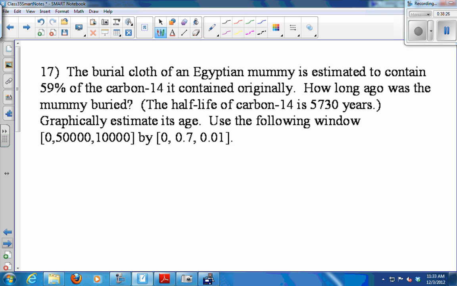Okay, so I'm going to have you work on this one. We have the burial cloth of an Egyptian mummy. It's estimated to contain 59% of the carbon-14 it originally contained. So this is called carbon dating, using carbon-14 to figure out how old something is. We want to know how long ago the mummy was buried. So the thing you're going to be solving for is T, because they're asking how long ago. So you're going to have to solve it graphically like we did with the money one.